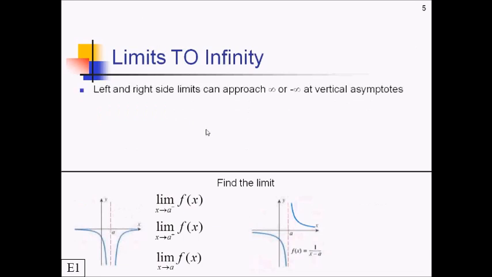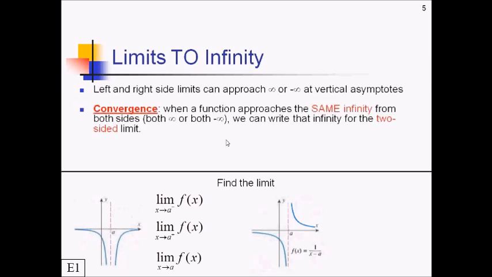So you can approach infinity and negative infinity from the left and the right side if you have a vertical asymptote. And there's two cases for this. One is convergence. That's when a function is approaching the same infinity from both sides. For example, down here, as we approach a from the left, we're approaching negative infinity. As we approach a from the right side here, we're approaching negative infinity. So if you have the same infinity for both sides, you can write that infinity for the two-sided limit. And we at least understand that this thing is approaching negative infinity from both sides.